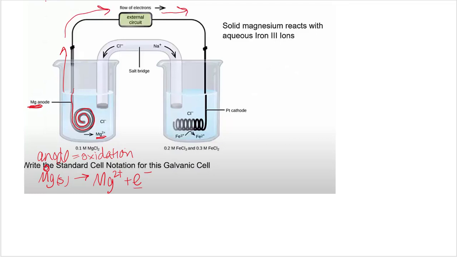So the electrons that it's releasing, we're not balancing how many electrons right now, are going to flow over to my cathode. So my cathode is over here. And we know that this is my reduction.